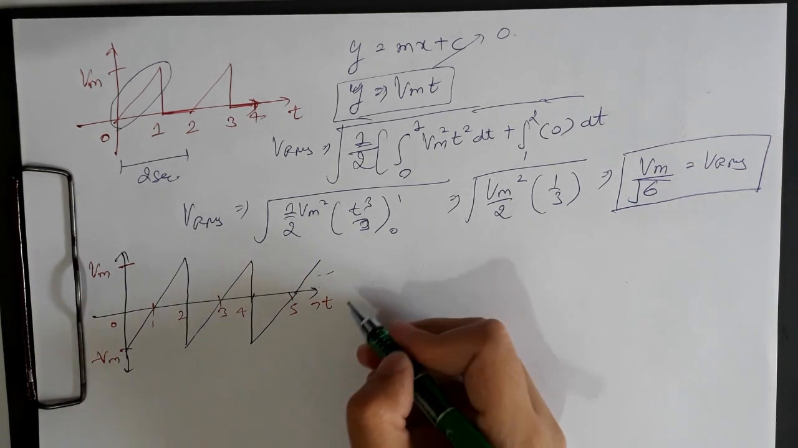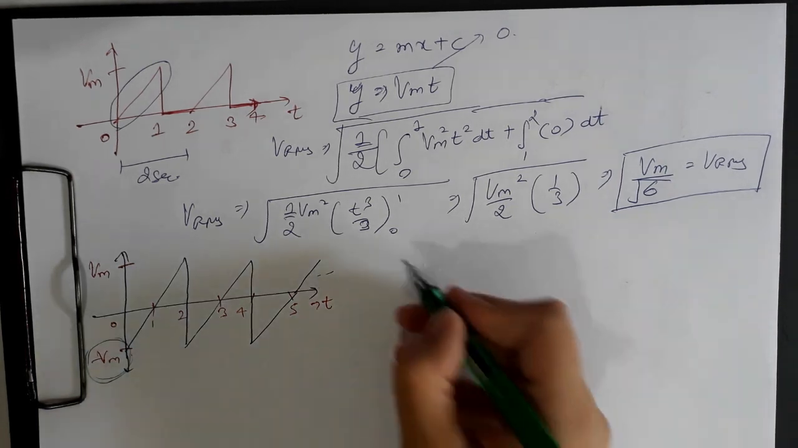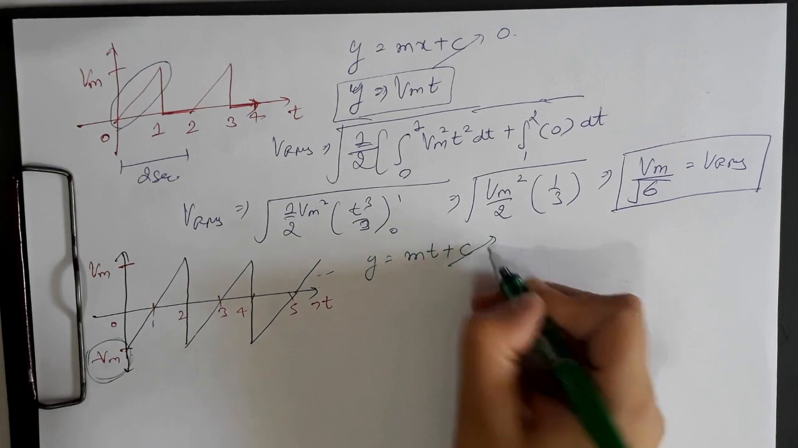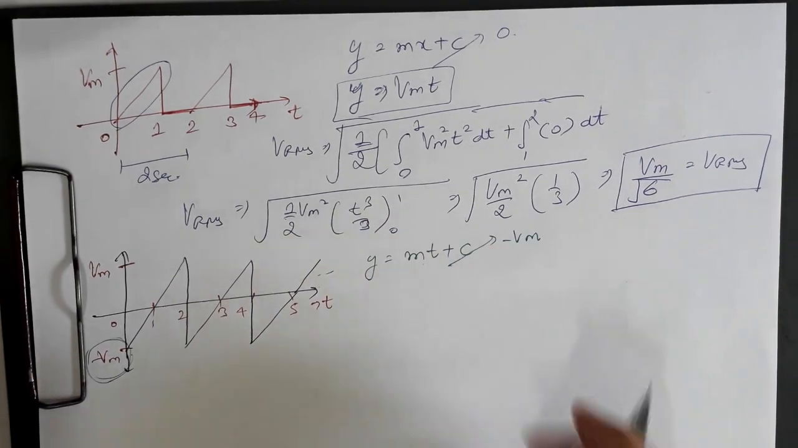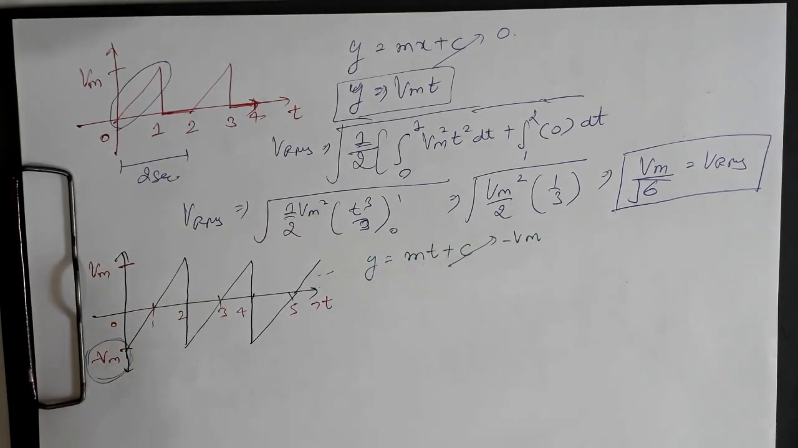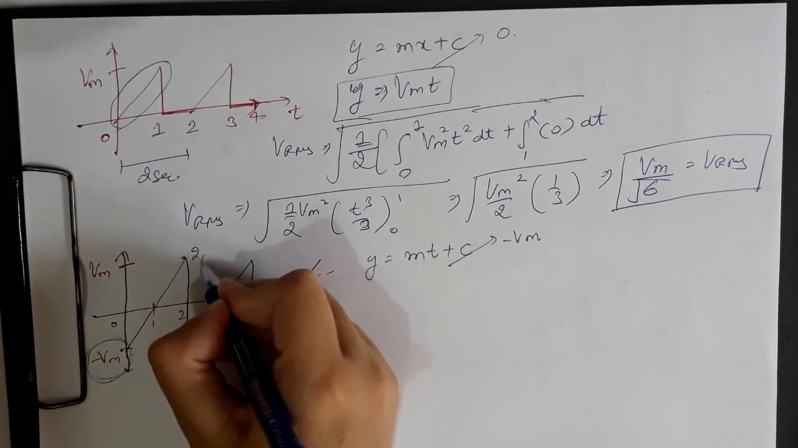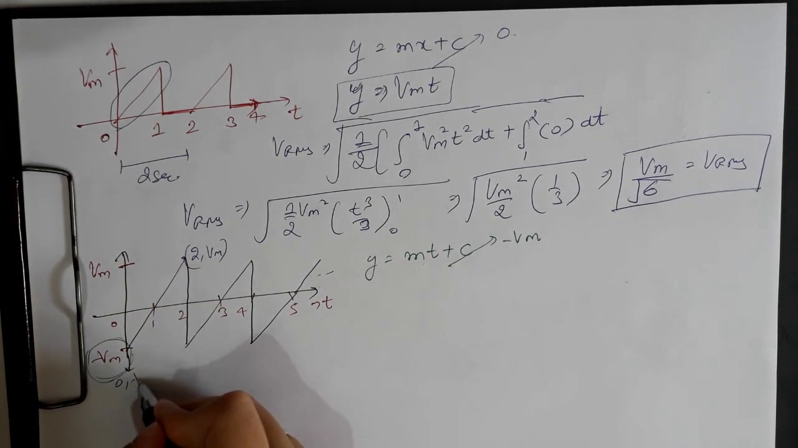So friend, फर्स्ट ऑफ ऑल देखिए जो यहाँ पे y इंटरसेप्ट है वो हमारा -Vm है. So the equation of line becomes y is equals to mt plus c. Here c is the y intercept and c is here -Vm. And equation of this line is, this is 2 comma Vm and this is 0 comma -Vm.